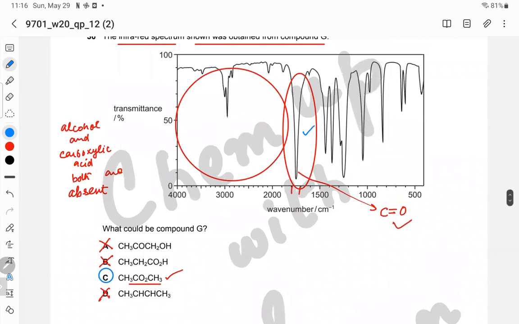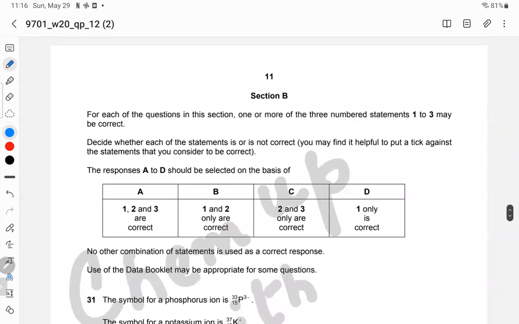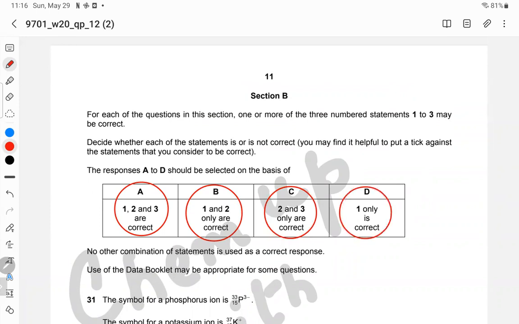Okay, so this is the very dominating and distinguishing peak: whenever there is a carbonyl C double bond O group in a molecule, then you will observe this peak. Okay, now we are moving towards section B. If you choose A over here, it means all three statements are correct. If you choose B, 1 and 2 are correct. If you choose C, then 2 and 3 are correct. And if you choose D, then only the first statement is correct. But let me remind you, this section is now omitted in your exam. We don't have this section, but we will do it for practice.